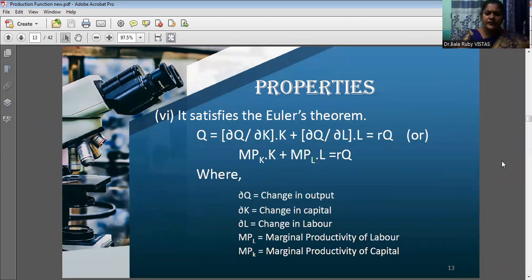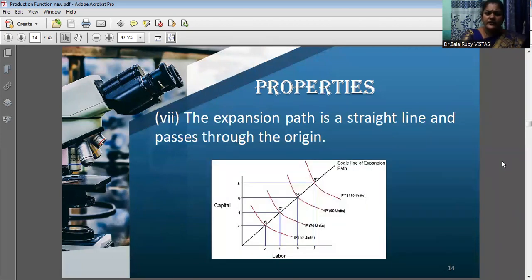The next one is that it fulfills Euler's theorem. See, MP K into K plus MP L into L is equal to Q. This is Euler's theorem. This Cobb-Douglas production function fulfills Euler's theorem also. Then, if you see the expansion path, this expansion path is a straight line and it passes through the origin.